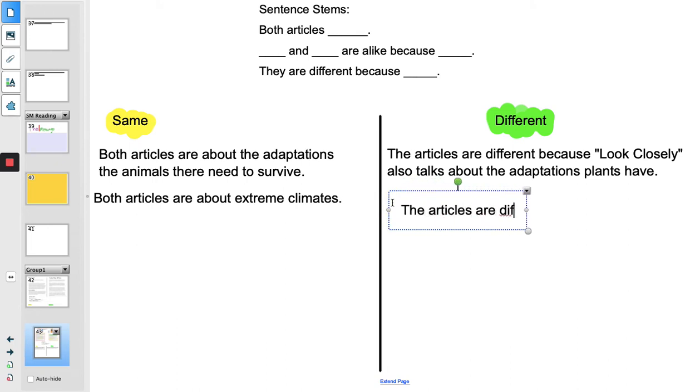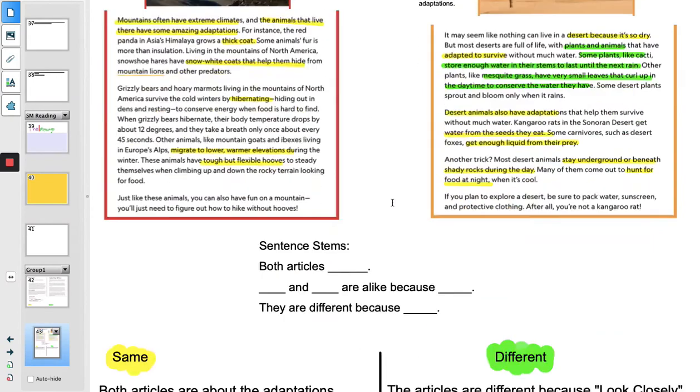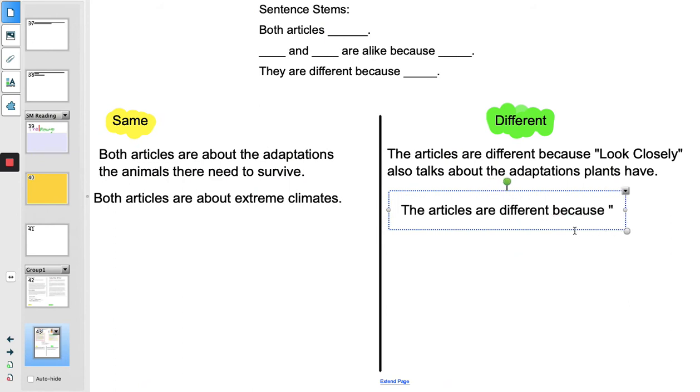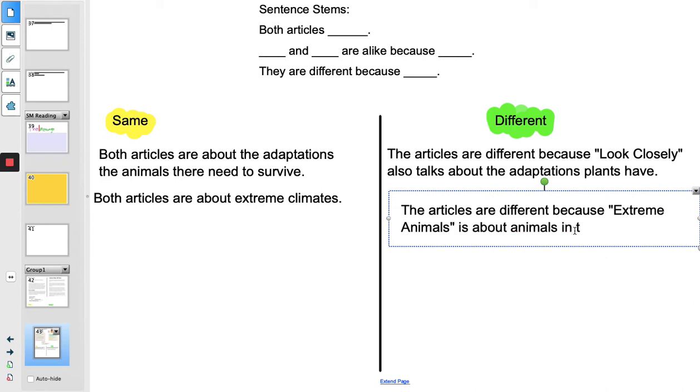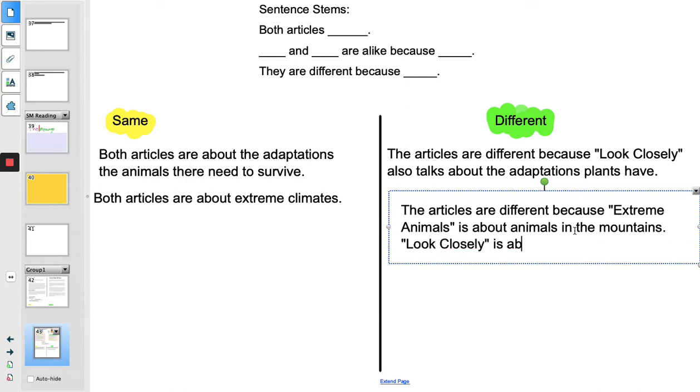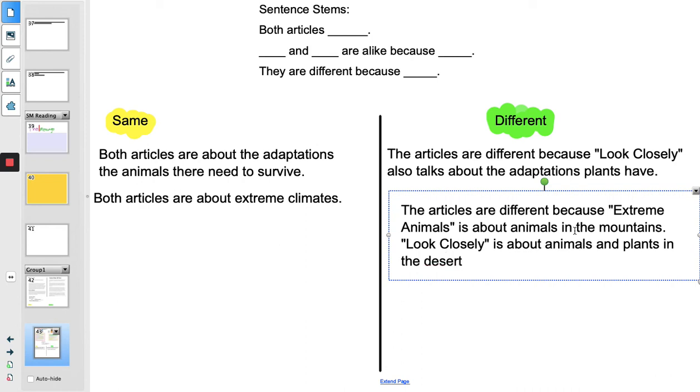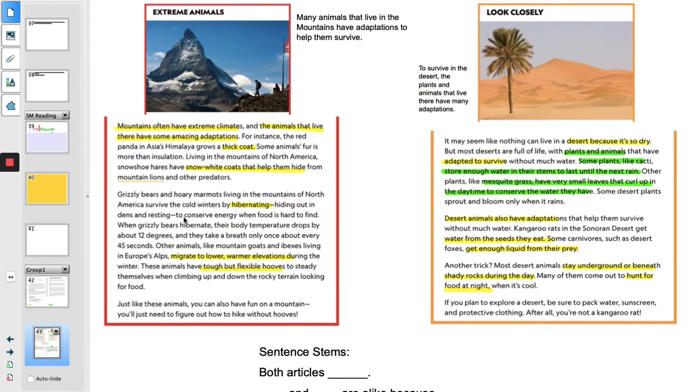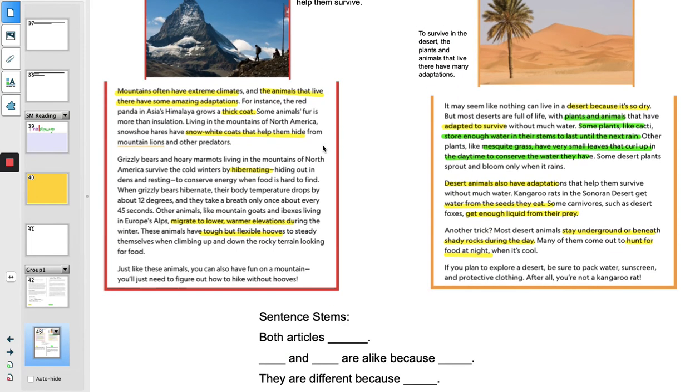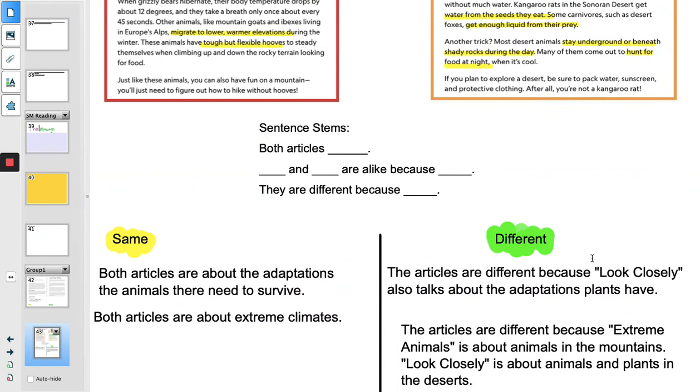The articles are different because, what's this one called? Extreme animals is about animals in the mountains. Look closely is about animals and plants in the deserts. So you see how I'm finding big ways that they're alike and different, and I'm finding little ways that they're alike and different. All I'm doing, I'm looking exactly in my articles. I'm not thinking about anything that I know about mountains and about deserts. I'm thinking about what did my articles say about how they are the same and different.